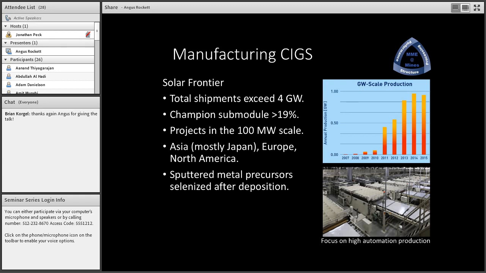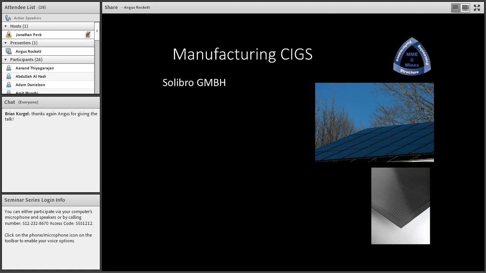They sputter the metal precursors and selenize after deposition, so they can do their sputtering process, their metal precursors, at a very high rate. Selenization can be done either in inline furnaces or in batches, depending on how you can get the uniformity of the selenization process optimized. And then they do chemical bath deposited cadmium sulfide, to the best of my knowledge, and of course I don't know in detail what they do, but my understanding is that they use chemical bath deposited cadmium sulfide.